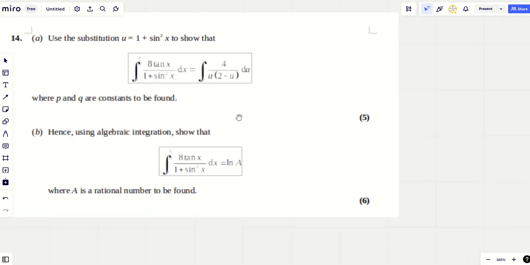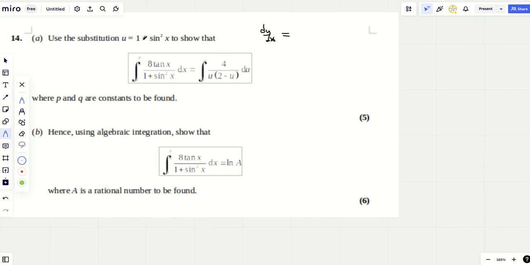Good. Something I can get my teeth into, a substitution. Okay, right. I can't see the limits again, so I'm going to have to look them up. One second. Oh, it's in the second part that we have limits, so we'll just do the first part first. Use the substitution, show that that is equal to that. Well, always differentiate your substitution first.